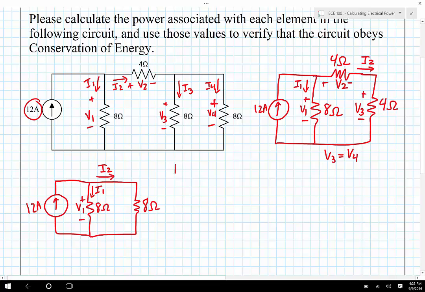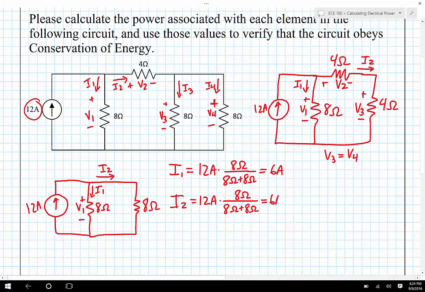But what I can do is use current division to say that I1 is going to be 12 amps times 8 ohms divided by 8 ohms plus 8 ohms, which is going to give me 6 amps. Or, as you could guess, if you have a current flowing into a parallel combination of 2 equal resistors, just by a symmetry argument, you'd know that half is going to go into each of them. So I could also go ahead and solve it the full way, or I could probably get away with just the symmetry, but I'm going to go ahead and do it the full way. Don't want to encourage shortcuts unless they're valid shortcuts.